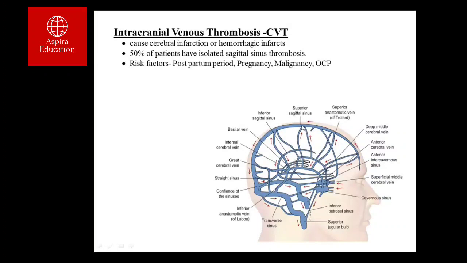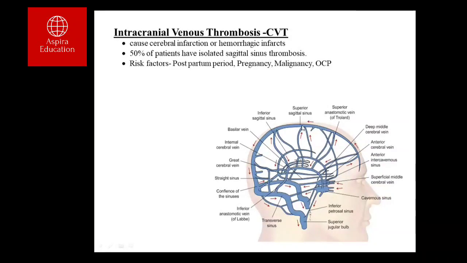Risk factors: the postpartum period. What happens in postpartum? There is usually dehydration because of the severe exertion of the pregnancy and the delivery. Usually, the mother may not be able to keep up her hydration. That causes dehydration, and dehydration leads to hypercoagulability, and that can cause thrombosis. That is a reason in the postpartum period.